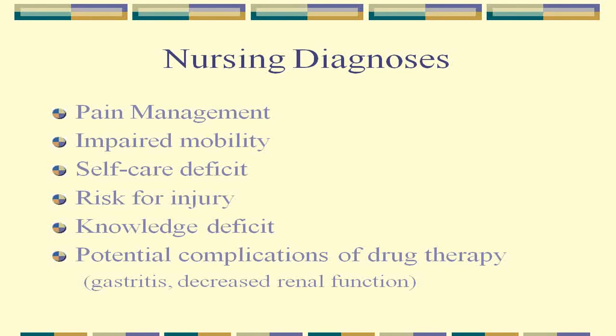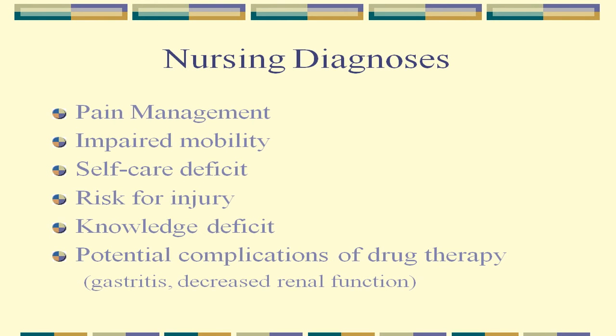So our nursing diagnoses: pain management, impaired mobility, self-care deficit, and these are actual or potential. Okay, so the person could have an actual pain management issue. They can have an actual or potential impaired mobility. Did all of you understand the difference between those this semester? Okay. The person can have an actual or a potential self-care deficit. All of these are actual or potential.